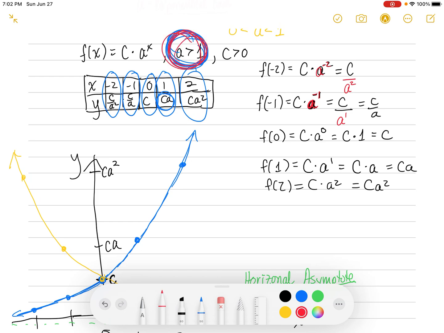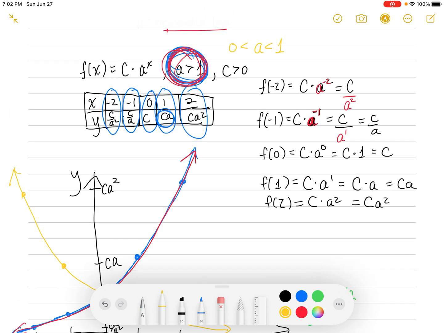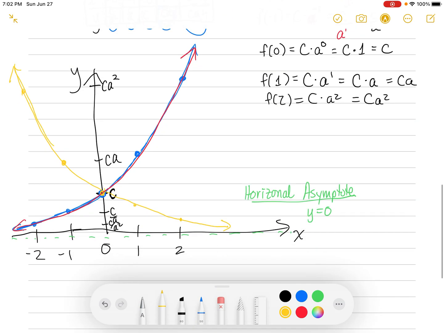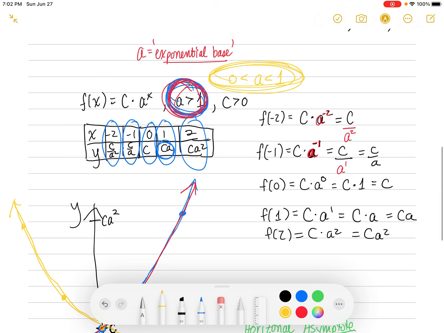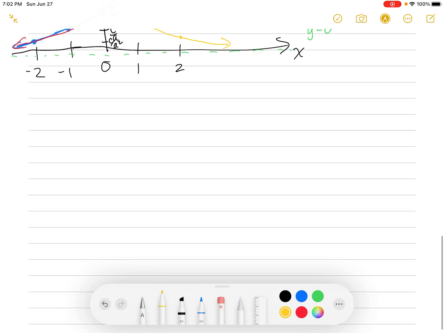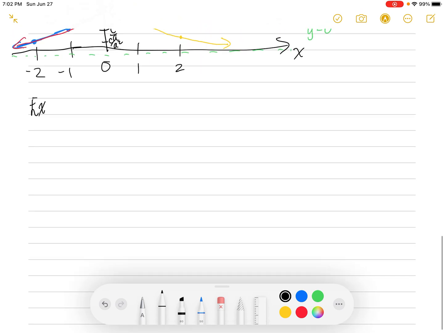So when a is greater than 1, when the exponential base, that's the one I'm circling here in red, is greater than 1, you're going to have an increasing exponential function. When the exponential base a is between 0 and 1, like a fraction, then you're going to have a decreasing exponential function as you move from left to right. And you're always going to have a horizontal asymptote at y equals 0. Okay, let's see some actual examples so we can really get a feel for this.